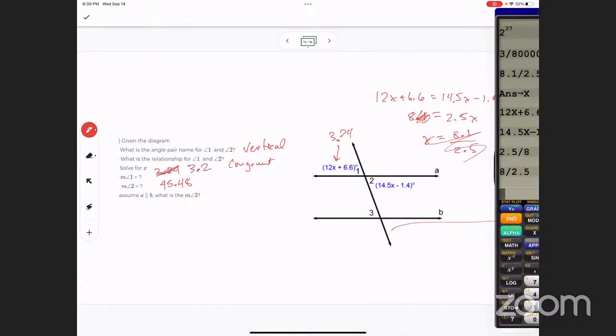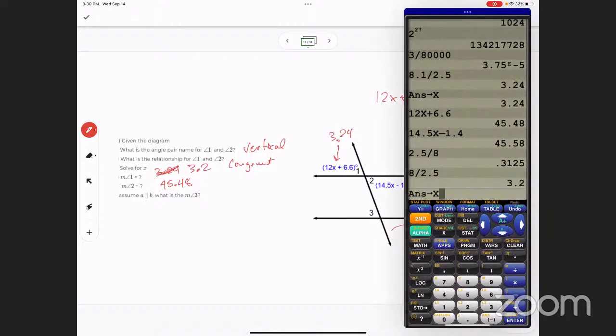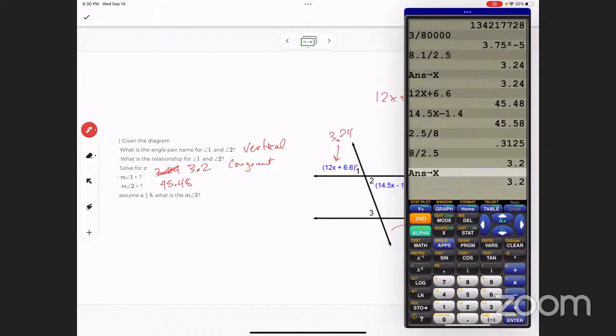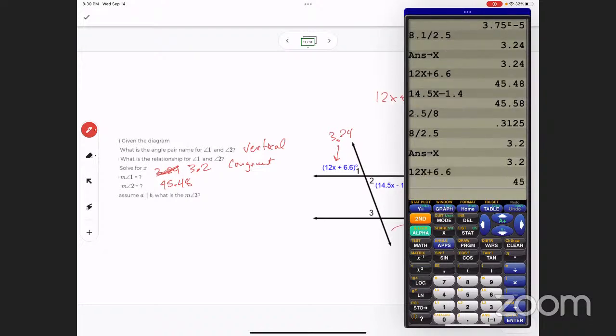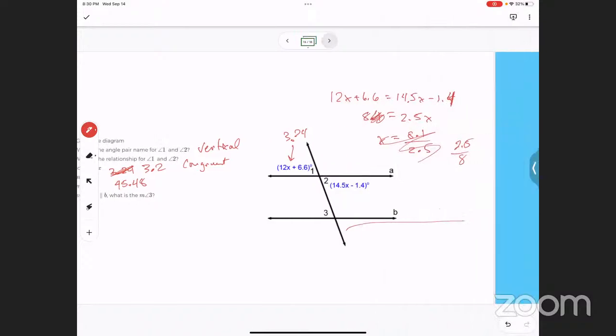Now if I plug that in, so now I'm going to store that for x. And now if I go back and hit that, it gives me 45. And if I hit this one, it should also give me 45. And it does, because they're both the same. Okay. That makes sense how I did that?